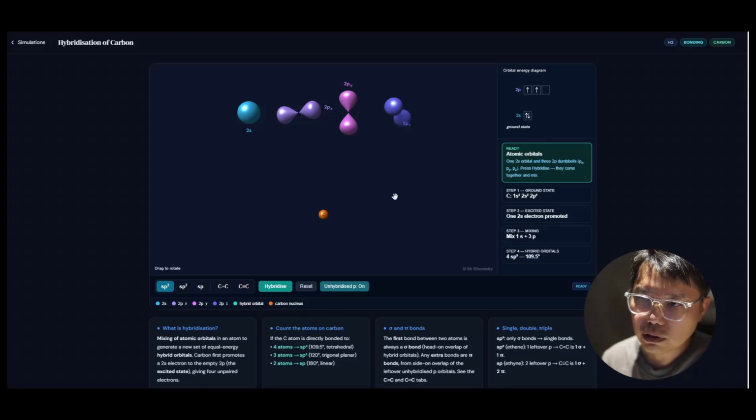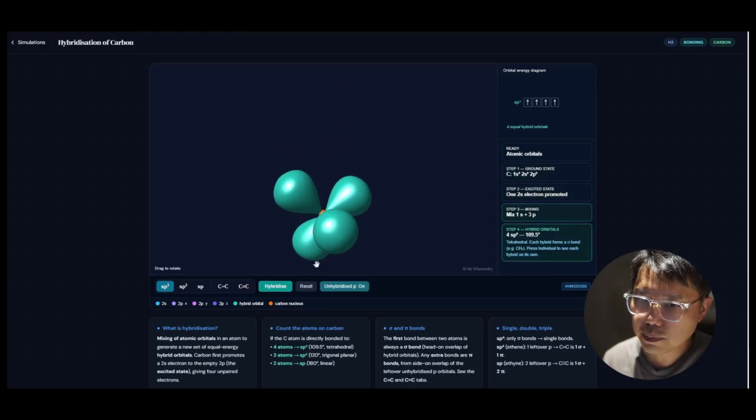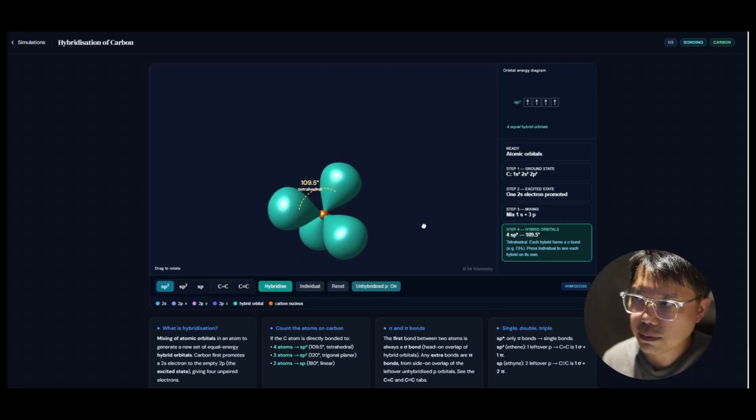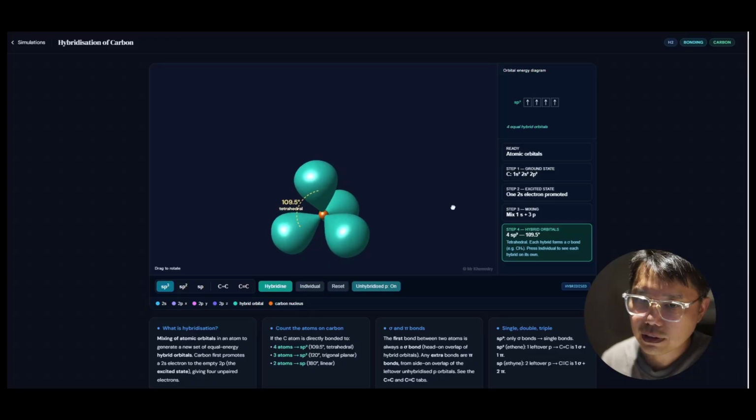So we're going to use hybridization. The first one is sp3. We're going to mix all 4 of these orbitals to form your 4 hybrid orbitals. So hybridize it, it's basically just mixing them up. So you see here now you have a tetrahedral shape. Bond angle is 109.5.